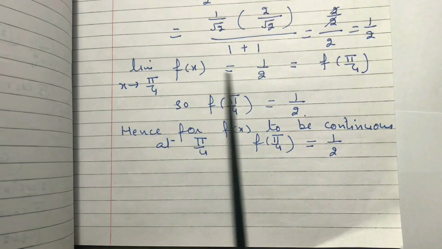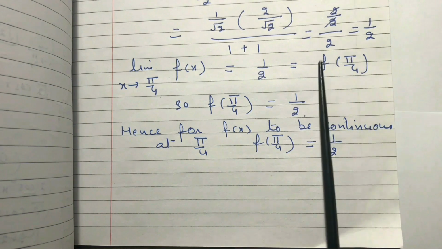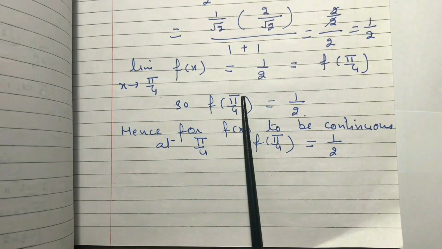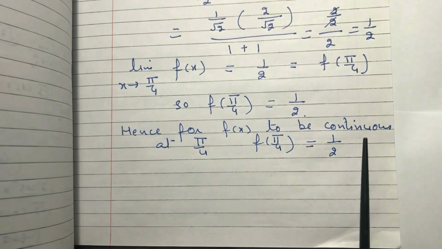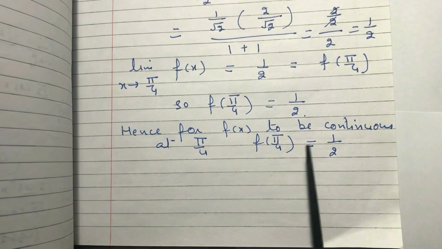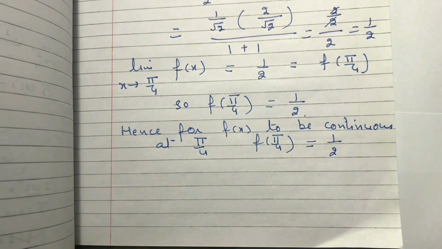For this function to be continuous, this should be equal to f(pi by 4). So value of f(pi by 4) should be equal to 1 by 2. So f(pi by 4) is equal to 1 by 2. Hence for f(x) to be continuous at pi by 4, the value of f(pi by 4) should be equal to 1 by 2. So that is the answer.